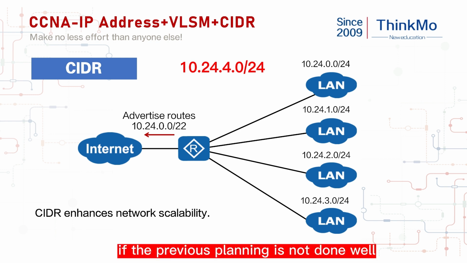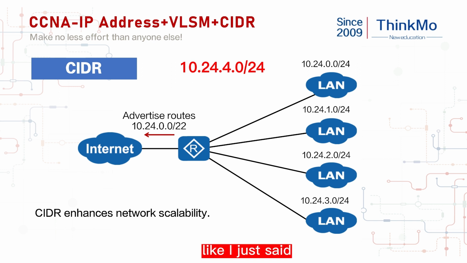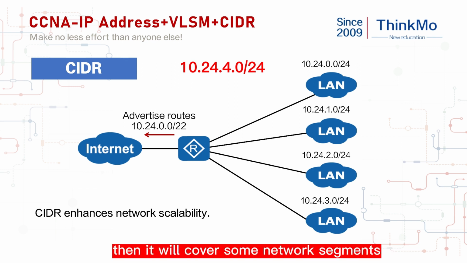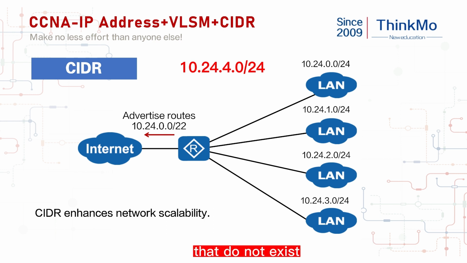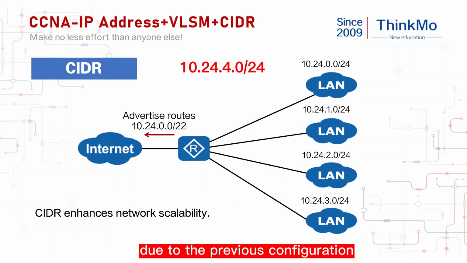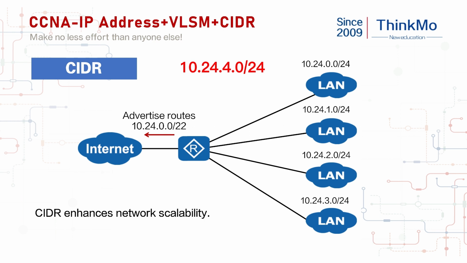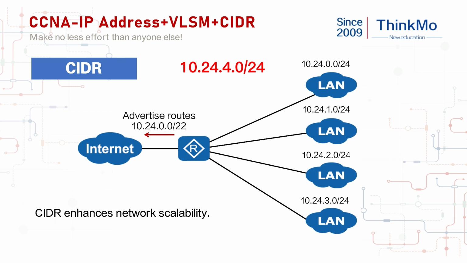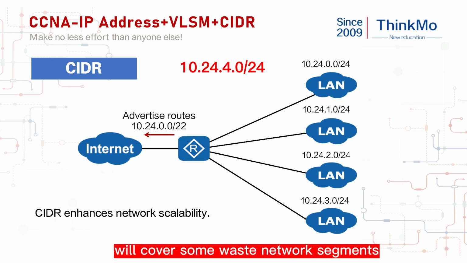If the previous planning is not done well, like I just said, here is a 4.0 network segment, and another 21-bit route is advertised to the outside world, then it will cover some network segments that do not exist, for example 5, 6, 7. Due to the previous configuration, some of the problems that may result are: you must advertise 2 network segments to the outside world, or you've announced more, or what you advertise covers some waste network segments, or you will advertise one more configuration.